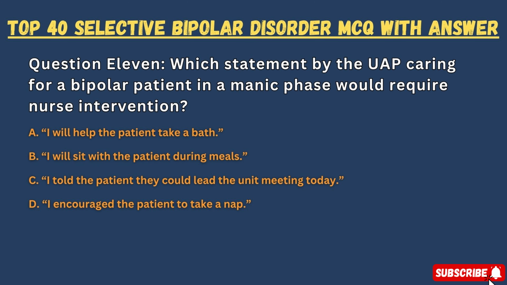Question 11. Which statement by the UAP caring for a bipolar patient in a manic phase would require nurse intervention? A. I will help the patient take a bath. B. I will sit with the patient during meals. C. I told the patient they could lead the unit meeting today. D. I encouraged the patient to take a nap.